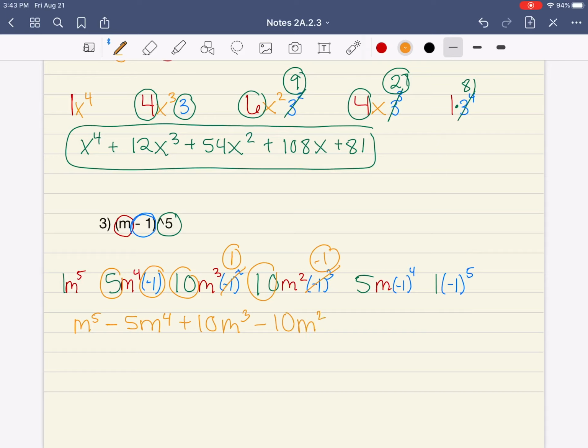And then negative 1 to the 4th, negative 1 times negative 1 times negative 1 times negative 1. If the exponent's even, it actually turns to a positive. So 5 times 1 is plus 5m. And then lastly, we just have 1 times negative 1 to the 5th, which is going to be a negative 1. So notice how the pattern goes. Positive term, negative, positive, negative, positive, negative. And that's our final answer.